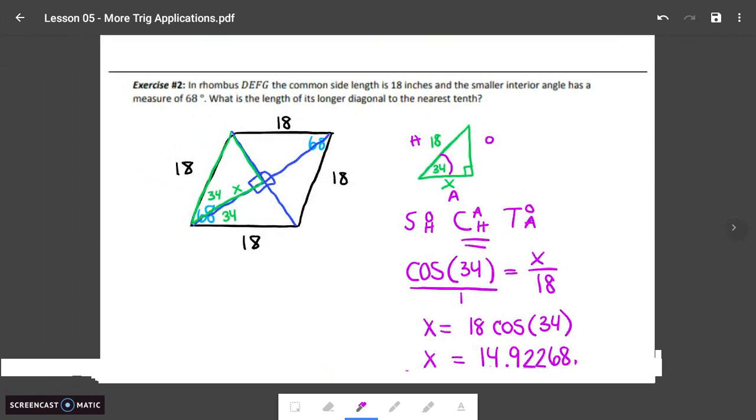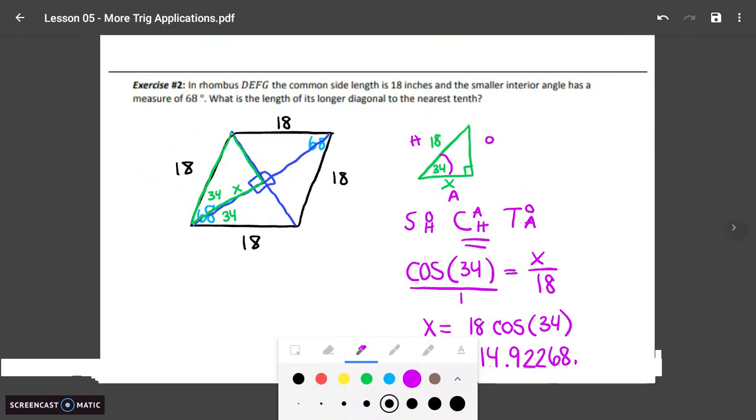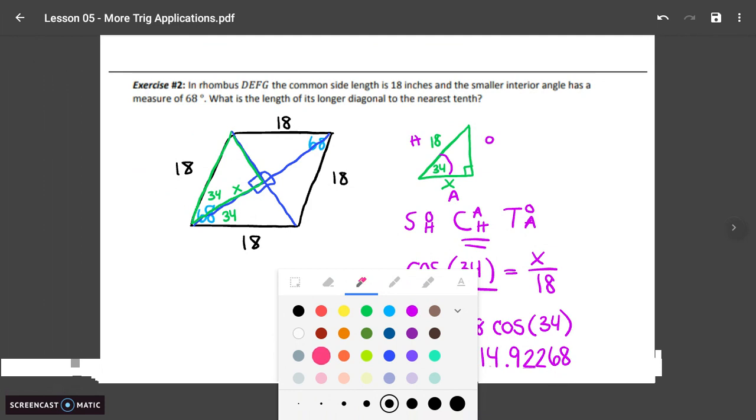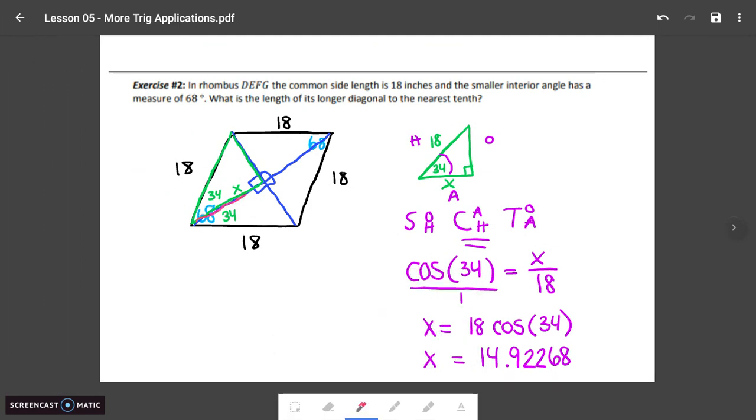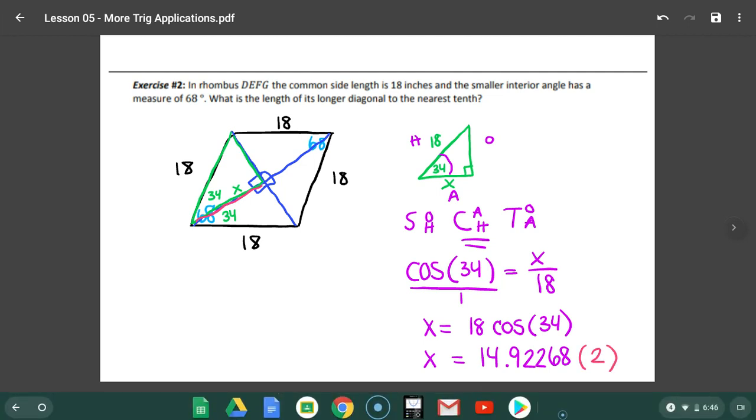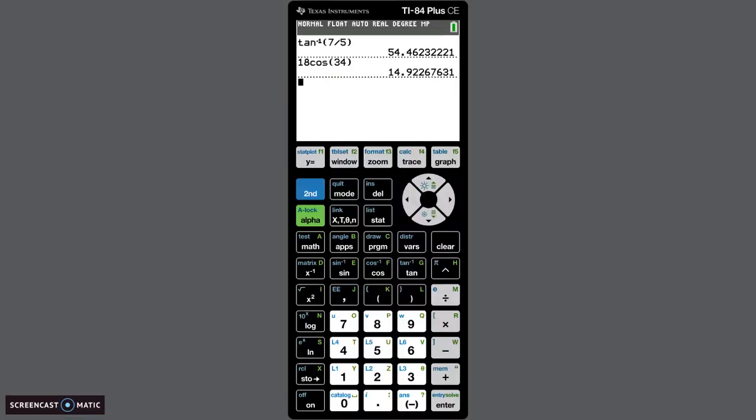Now, it said to the nearest tenth, but keep in mind one thing. We solved for this piece here. We want the length of the entire diagonal. So remember, the diagonals bisect each other, which is also known as cutting in half. So I'm going to go right to my calculator and multiply this by 2.